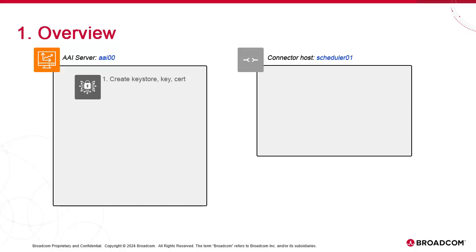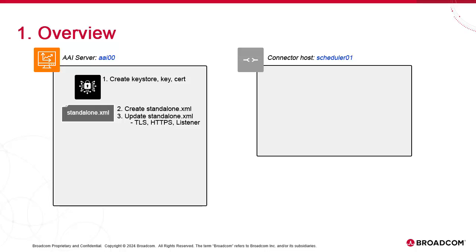We create a key store or certificate and the associated key. Then we update an AAI configuration file called standalone.xml. This file stores various configurations, such as references to the key store we created. We'll uncomment the key store reference and enable HTTPS. When we restart AAI, TLS is enabled for AAI, at least for WebUI connections. The next step involves securing connector framework connections. We'll deploy a signed certificate on the connector host.